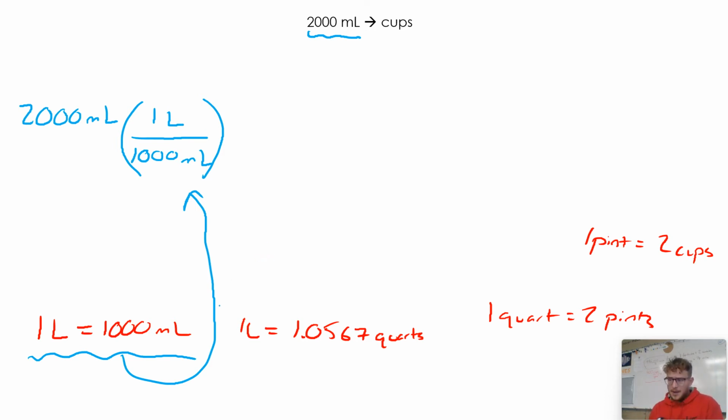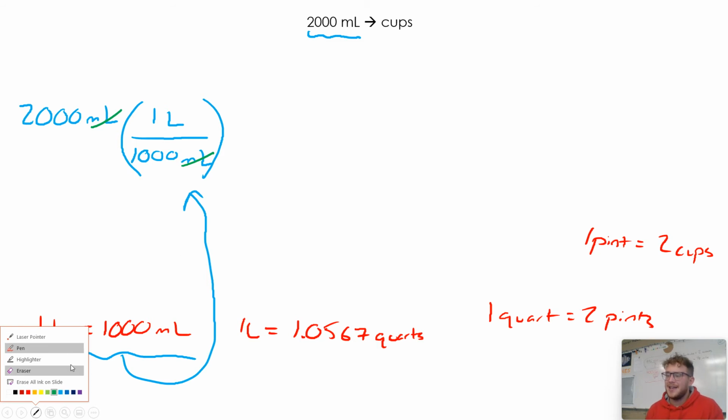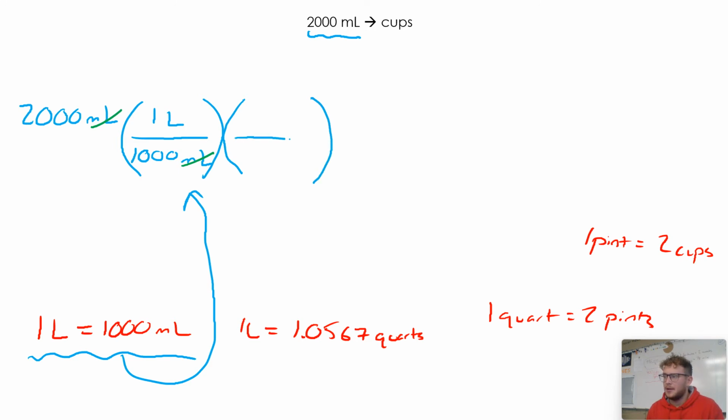All right, fair enough. But here's the thing. If I were to end this problem right now, I would recognize that my milliliters would cancel, and the unit I'd be left with is liters. So I can't end here. I'm trying to get to cups, not liters. So what does that mean? That means you have to add another conversion. All right, so you have to add a whole other conversion, a whole other bracket there. So we got to add that.